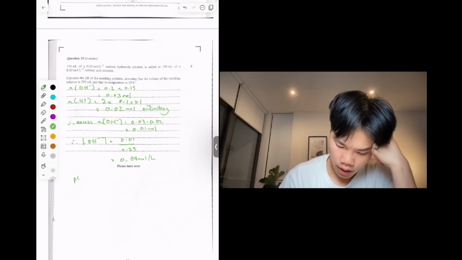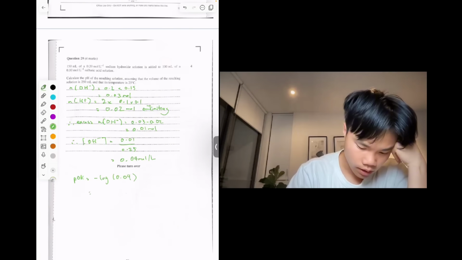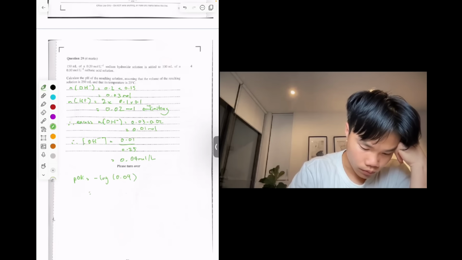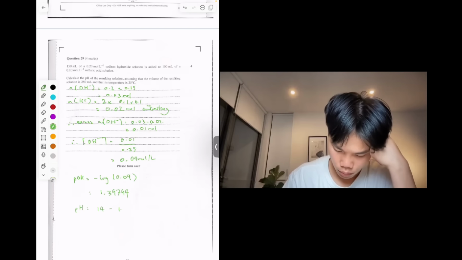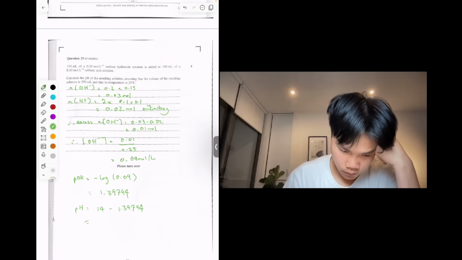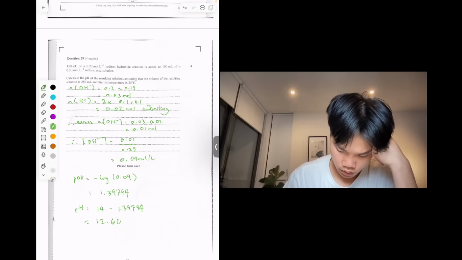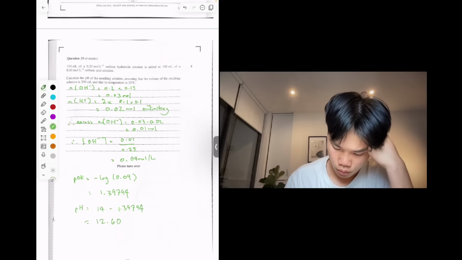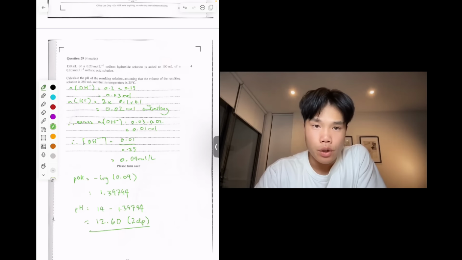To now find the pOH, you can do the negative log of 0.04, since pOH is the negative log of hydroxide concentration. Negative log of 0.04 gives you the answer of 1.39794, and to find pH, you do 14 minus 1.39794, which is going to give you 12.60 as your pH, to 2 decimal places based on the question stem's 2 significant figures. Okay, question 29.